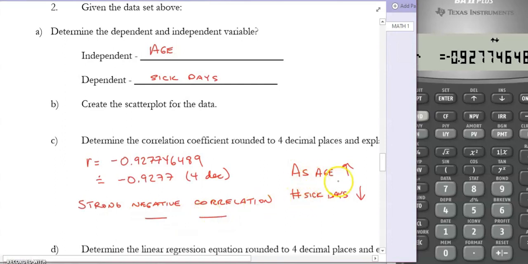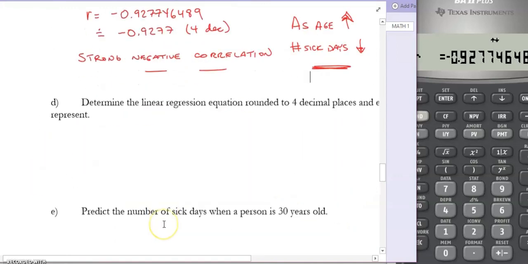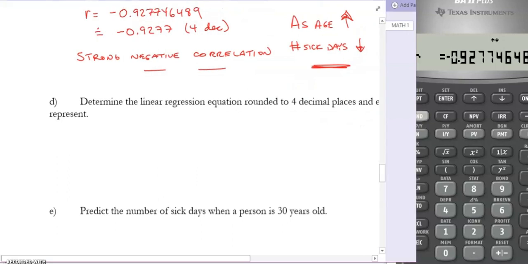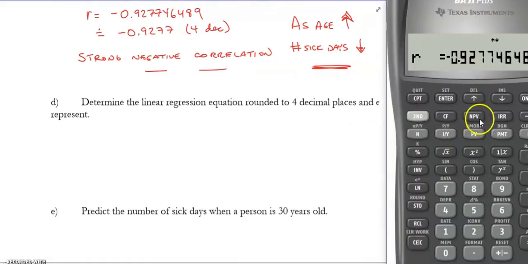And what does that really mean? As age increases, the number of sick days decreases. Right? That's what that stands for. Next, it asks, determine the linear regression equation rounded to 4 decimal places, and explain what the values represent. All right, so once again, we go to our calculator, and we scroll back up, and there are 2 values, A and B. And remember that B is your slope, and A is your y-intercept.